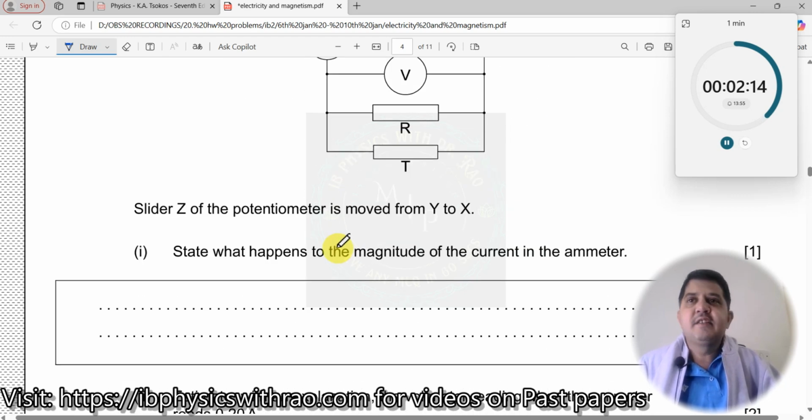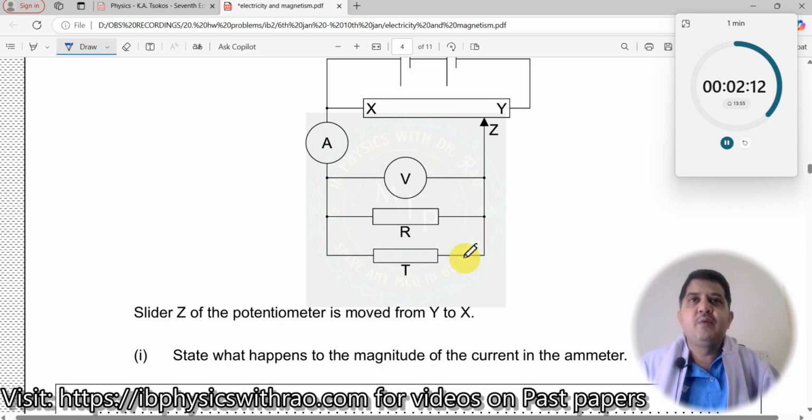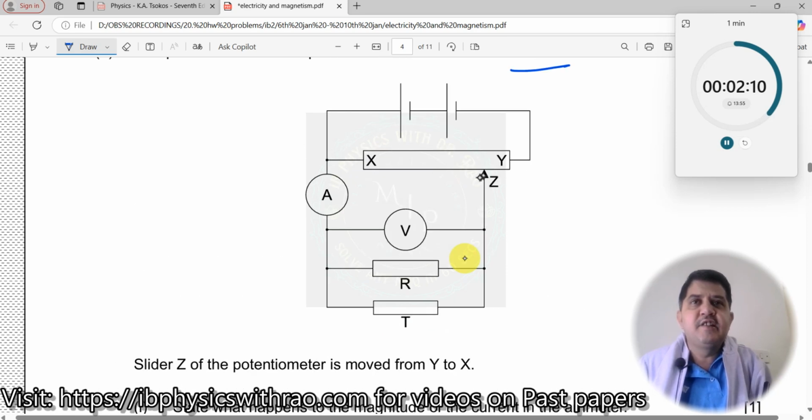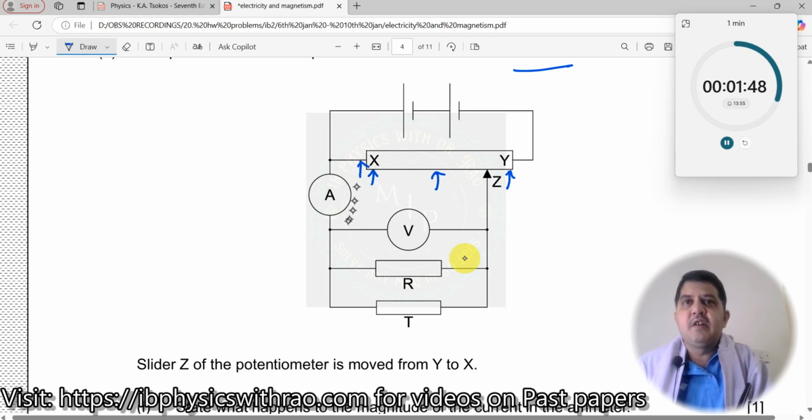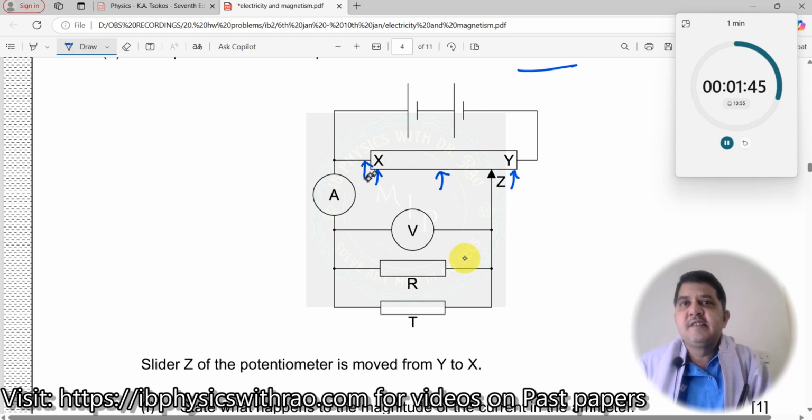Then slide Z of the potentiometer is moved from Y to X. If suppose the slide Z is at this point, what does it tell you? The current has a larger resistance over here; it has to cross this resistance. If it is midway, and the resistance from X to Y is R, midway it should be R by 2. If it is here, the resistance has still decreased. If I keep it here, the resistance is completely 0 in this region.